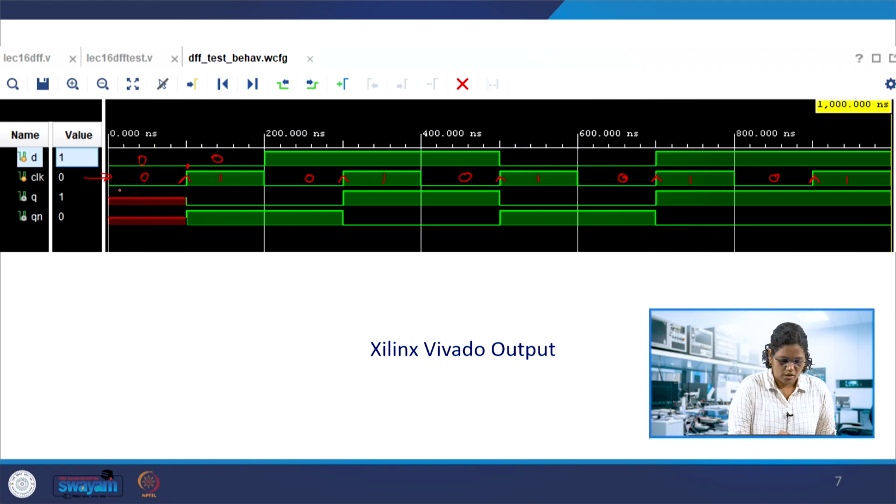Then D is transferred to Q; this point is Q. You can see the immediate change in Q. The red ones show that it is unknown; it is not defined during this period. During the initial 100 nanoseconds, when the flip-flop is initialized, it doesn't give any output for Q and Qn. Now at the first clock edge it gets the data 0, so Q goes to 0. So this data is 0 till this point. This is a negative edge.